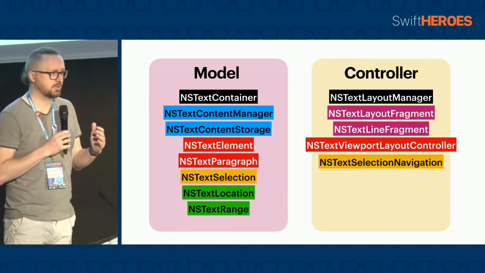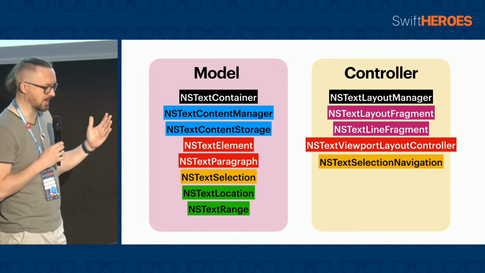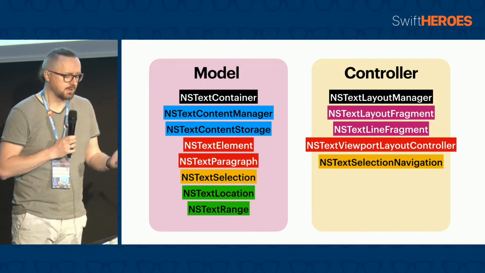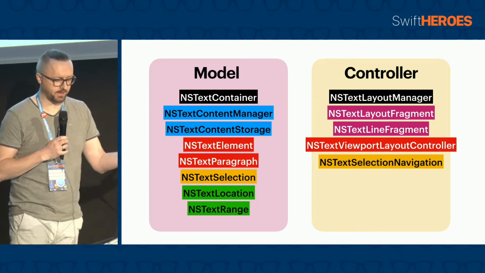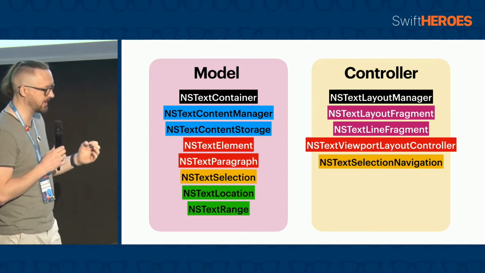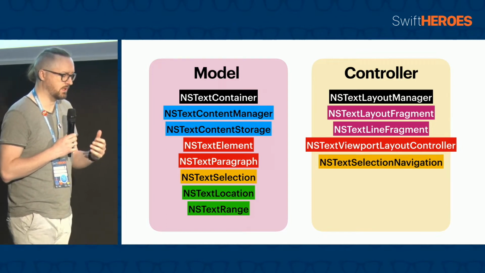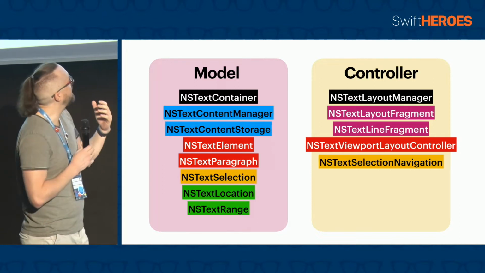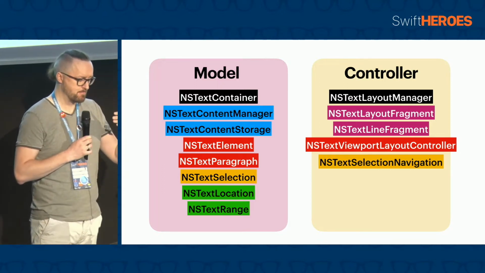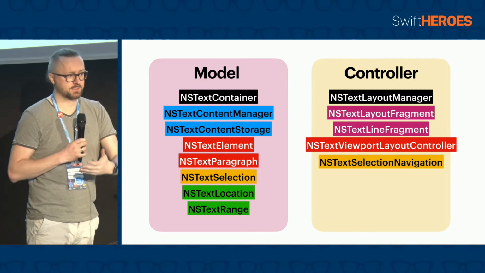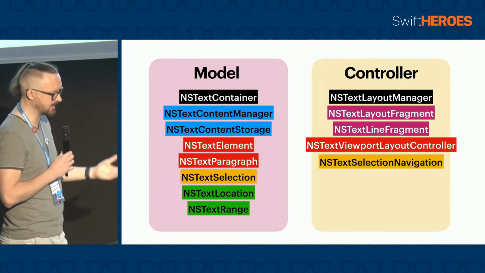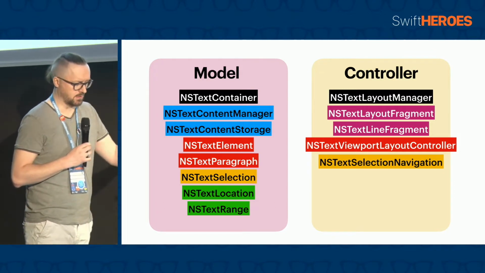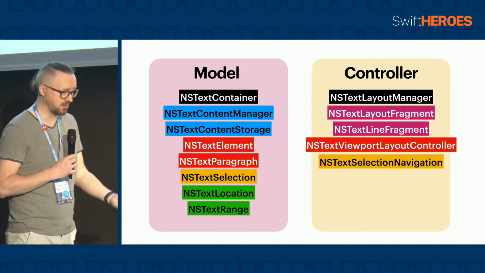NSTextElement, a very abstract class. I think it's a class. It says, a text element, any. And a specific implementation, NSTextParagraph. It's very handy. It implements the paragraph, so it gives us paragraphs of text. Then there's NSTextSelection. It describes the selection, text location, range.